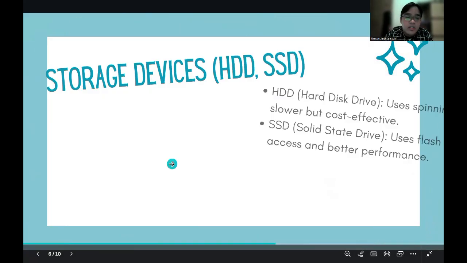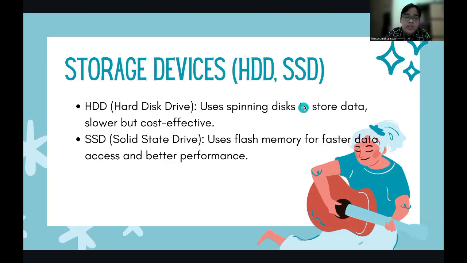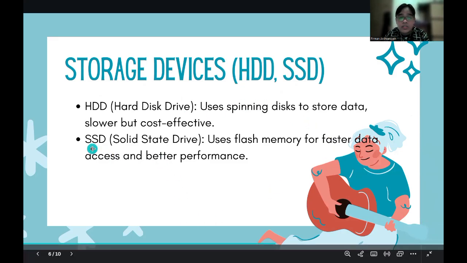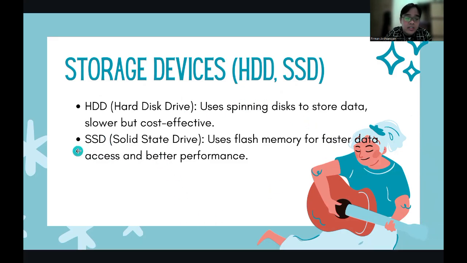Next, the third component is the storage device. Storage devices have two types again, HDD and SSD. The first is HDD, or hard disk drive. It uses a spinning disk to store data, slower but cost effective. And the second is SSD, or solid state drive. It uses flash memory for faster data access and better performance.